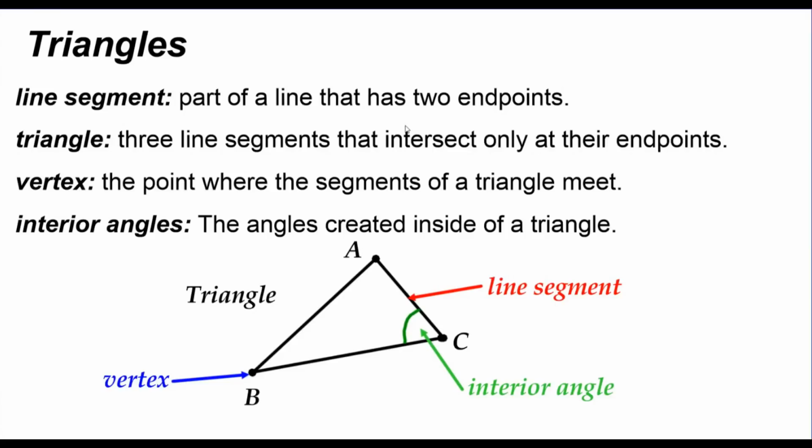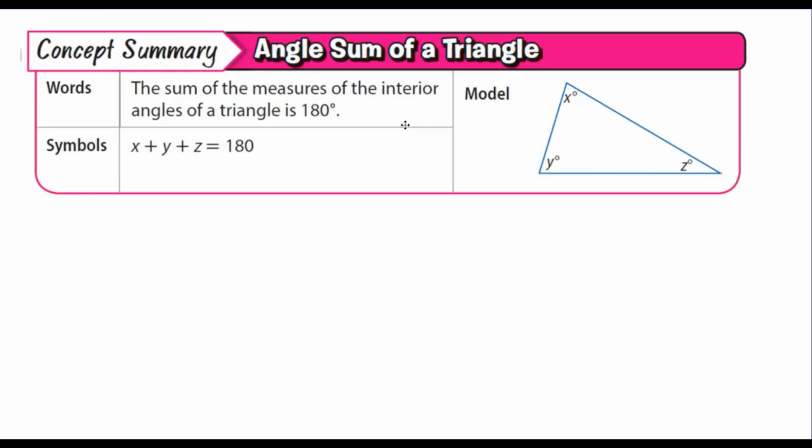A triangle is three line segments that intersect only at their endpoints, like the picture shown, and each side of the triangle is considered a line segment, which is a line that has two endpoints. And each one of these corners where these line segments intersect is called a vertex. Just like we talked about with angles, the place where these two line segments come together is called the vertex. And then we create three sides and also three interior angles. So every triangle has three sides and three angles.